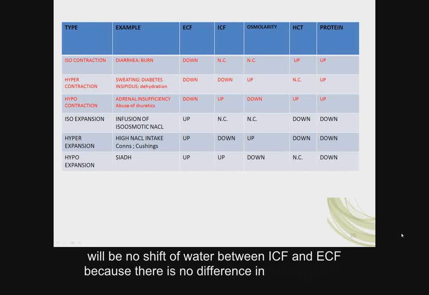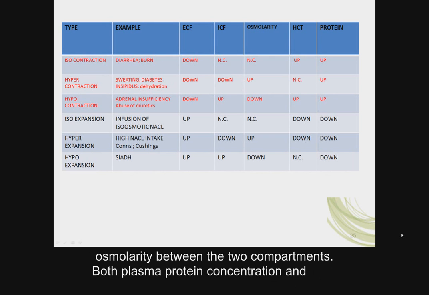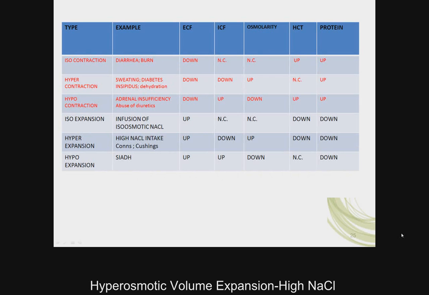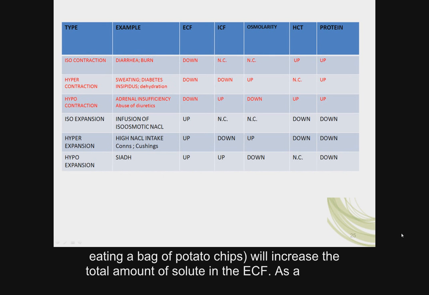Since sodium chloride is an extracellular solute, all of the isotonic sodium chloride solution is added to the ECF, causing an increase in ECF volume but no change in the ECF osmolarity. There will be no shift of water between ICF and ECF because there is no difference in osmolarity between the two compartments. Both plasma protein concentration and hematocrit will decrease, that is, be diluted, because of the increase in ECF volume.